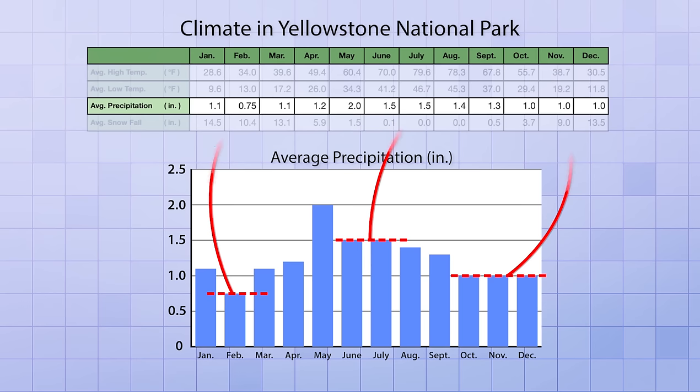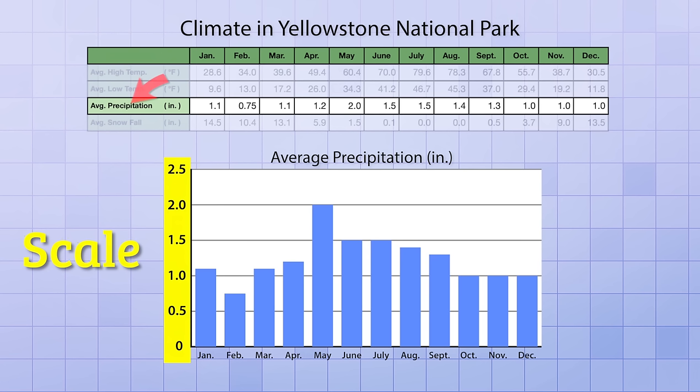The data table tells us that the average rainfall for the month of May is 2 inches, and the height of the bar for that month on the graph exactly matches the 2-inch mark on the vertical axis. You can almost imagine that a rain cloud came along and filled up the bar to that level.